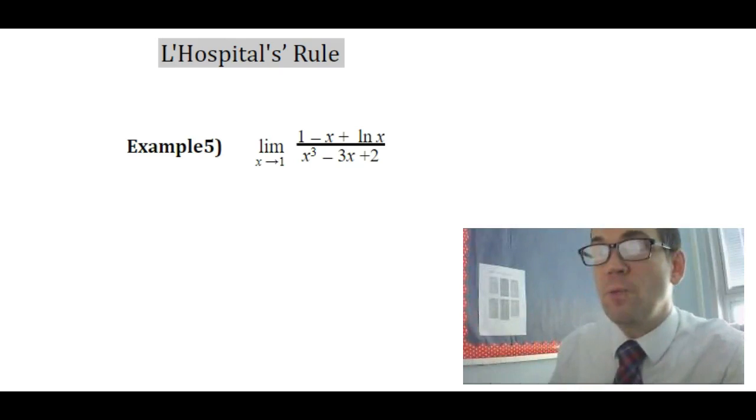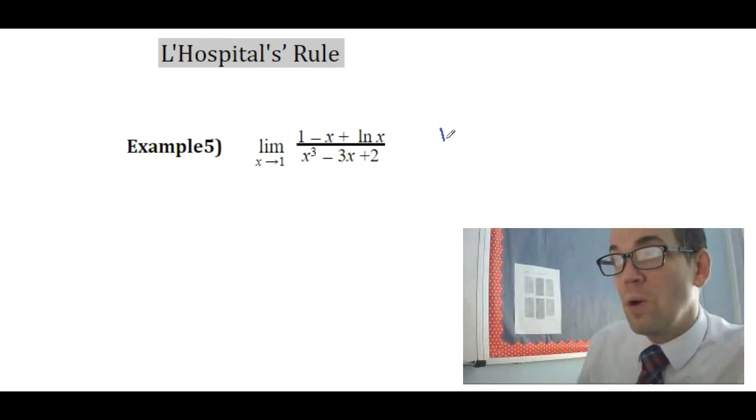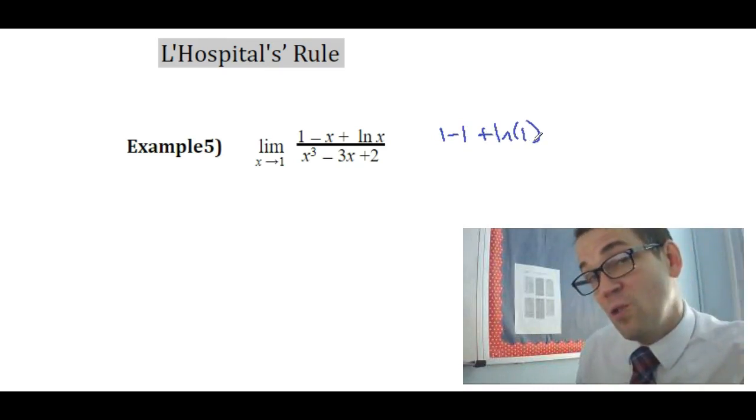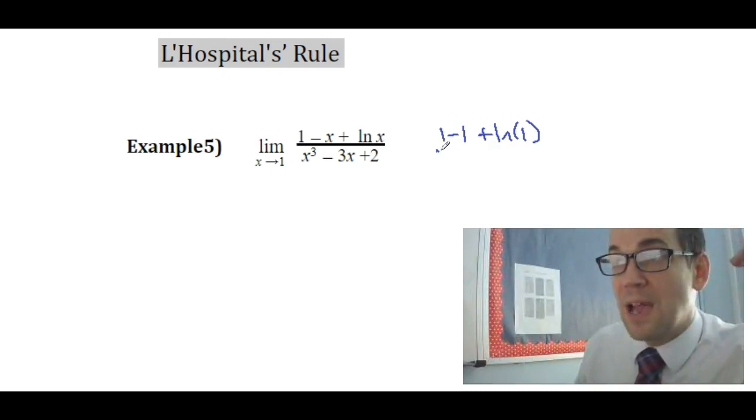Example 5, we have a really natural looking expression here, and I'm going to start though by not panicking and simply plugging in a 1. So the top here becomes 1 minus 1 plus the natural log of 1, which here's my chance to remind you that the natural log of 1 does equal 0. So the top becomes 1 minus 1 plus 0, or just 0.